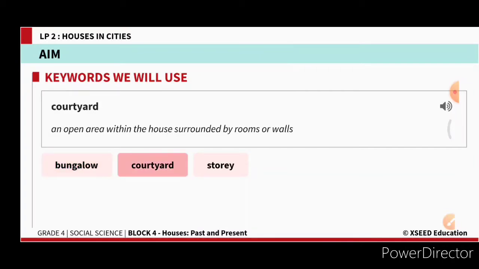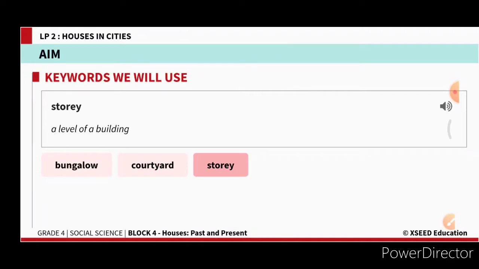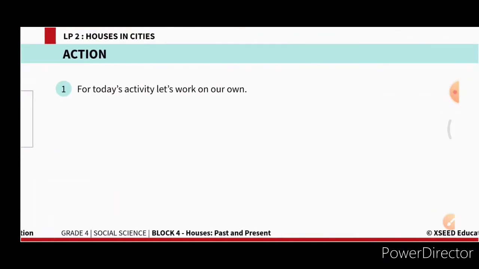Next, courtyard, an open area within the house surrounded by rooms or walls. Story, a level of building.